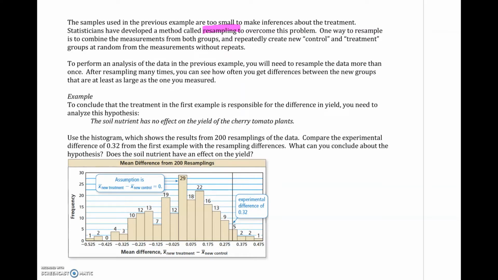So anyway, we had our experimental difference of 0.32 from the first example, and now let's look at the resampling differences. What can we conclude about the hypothesis? Does the soil nutrient actually have an effect on yield, if our hypothesis was it doesn't?